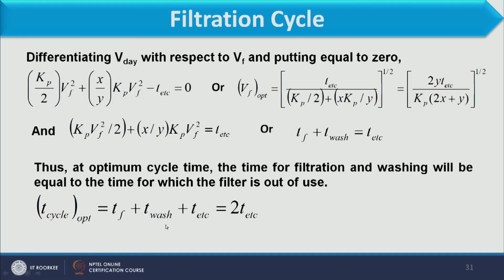This should be equal to T etc. So here we have optimum cycle time as 2 times T etc. So in this way we can define the filtration cycle and we can optimize the cycle time of filtration. So that is all about the theory part.